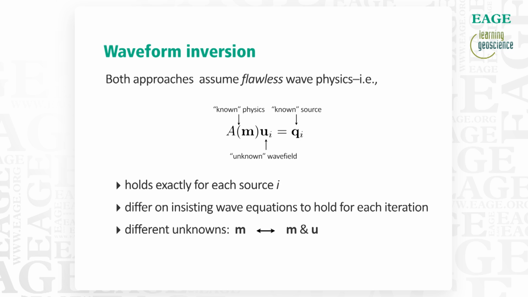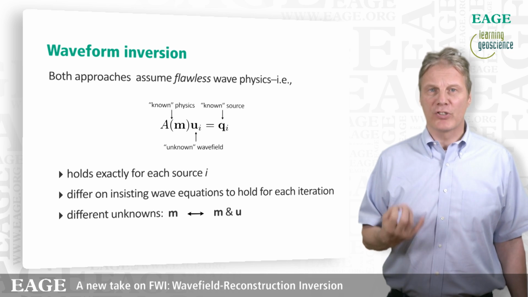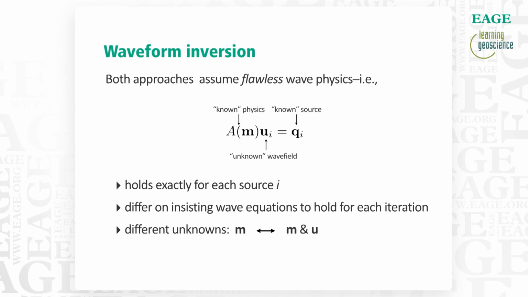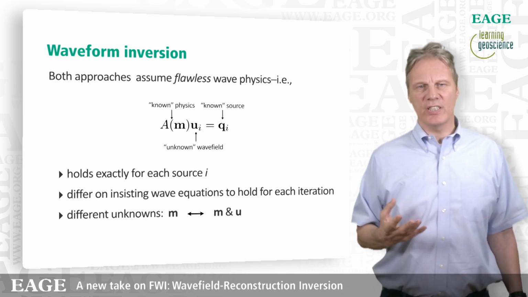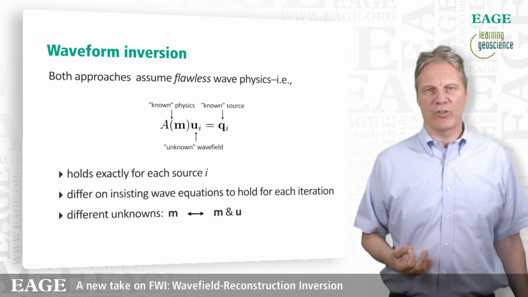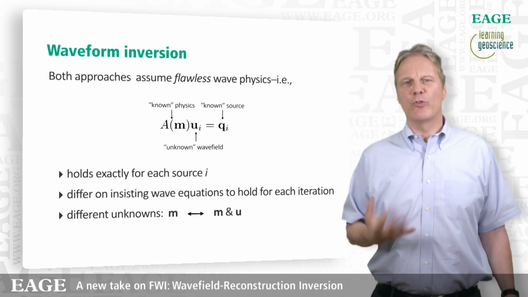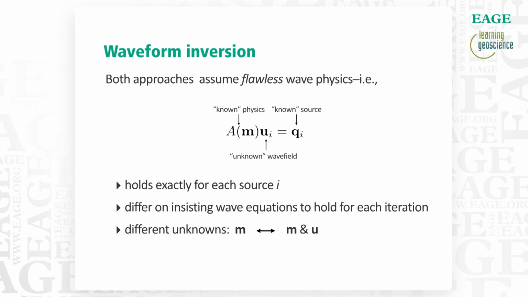So both of these aforementioned approaches assume flawless physics for each source. But they differ in the way they insist how this wave equation holds for each iteration. The adjoint state method basically insists that the wave equation holds exactly for each iteration, whereas these full space methods allow you for slack. In addition, these two approaches differ in the unknowns. The adjoint state only optimizes over the Earth models m, whereas the full space method optimizes both over the Earth models m and the wavefields u.